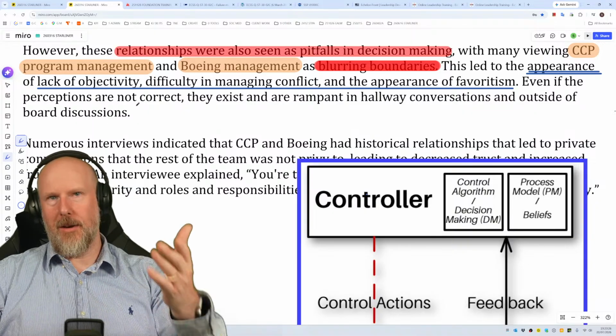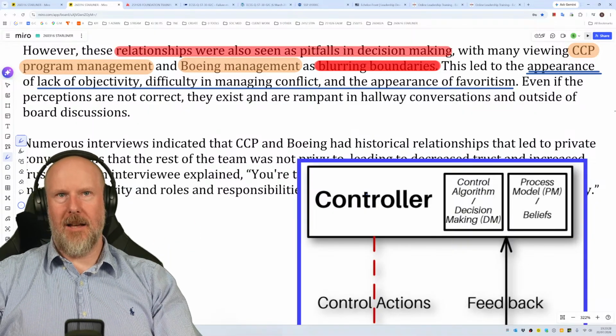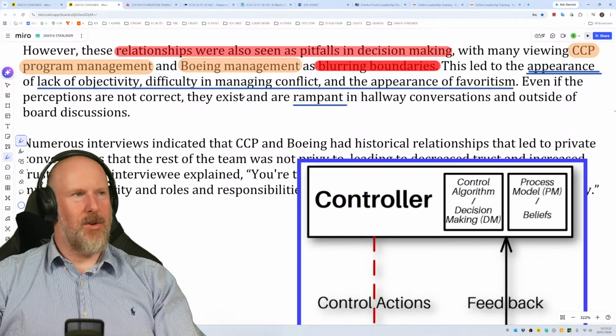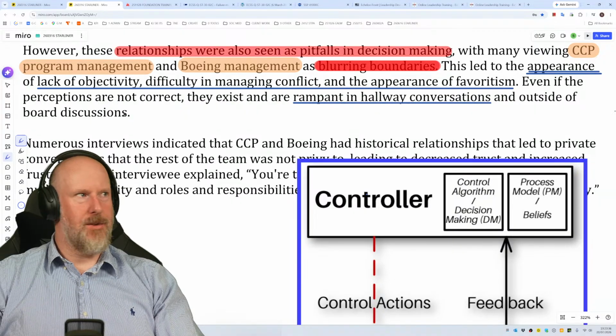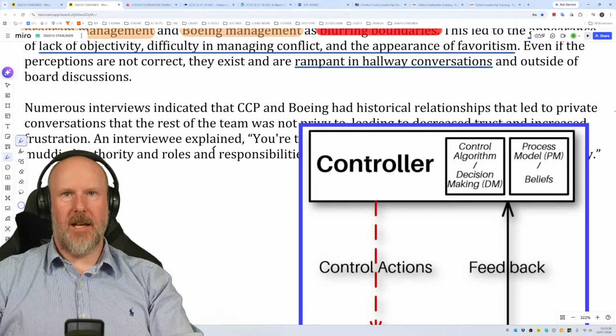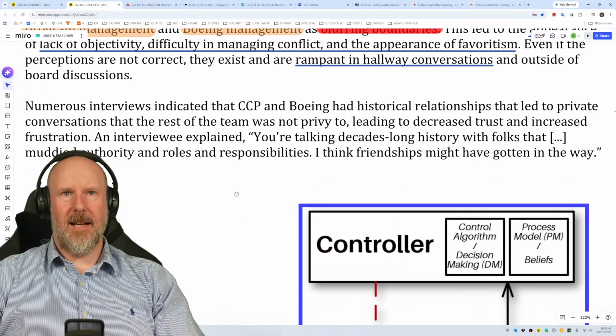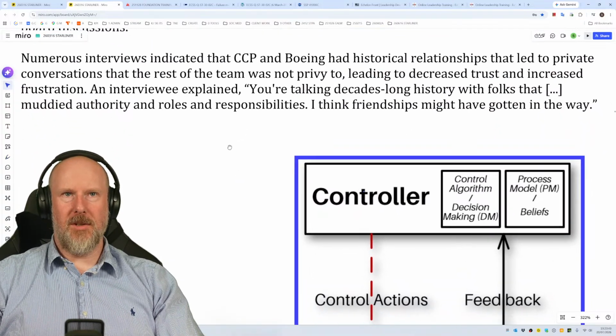Even if the perceptions are not correct, they exist and are rampant. That's an interesting choice of words. They are rampant in hallway conversations and outside of board discussions. Okay, so that must be addressed. That is an important leadership issue that must be addressed.